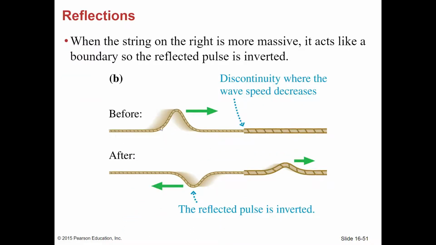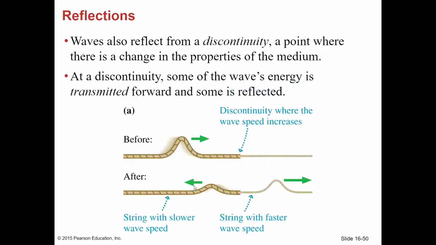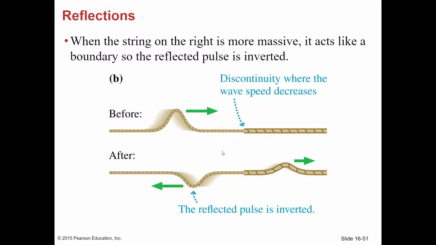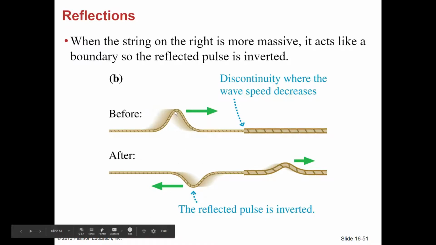Here's another example. This thin string going towards this. This kind of acts like a wall as far as this small string is concerned, so it inverts just like that picture here. It inverts, but then some of the energy does get to go this way because it's not technically a wall, right? But as far as this thing is concerned, it's a wall that steals a little bit of its amplitude.